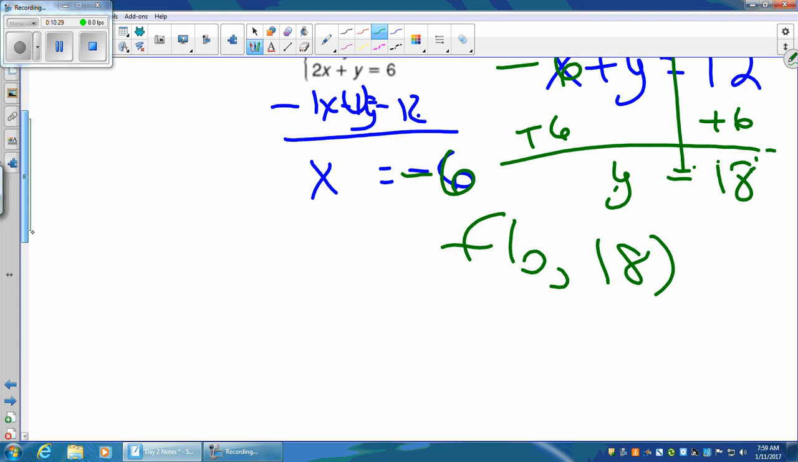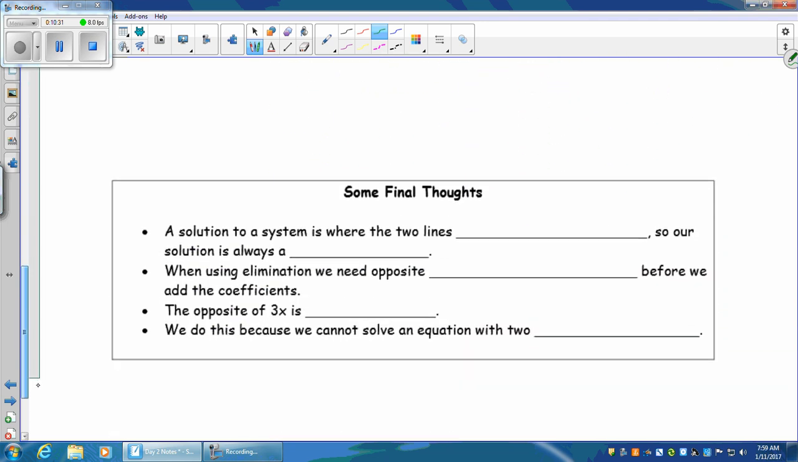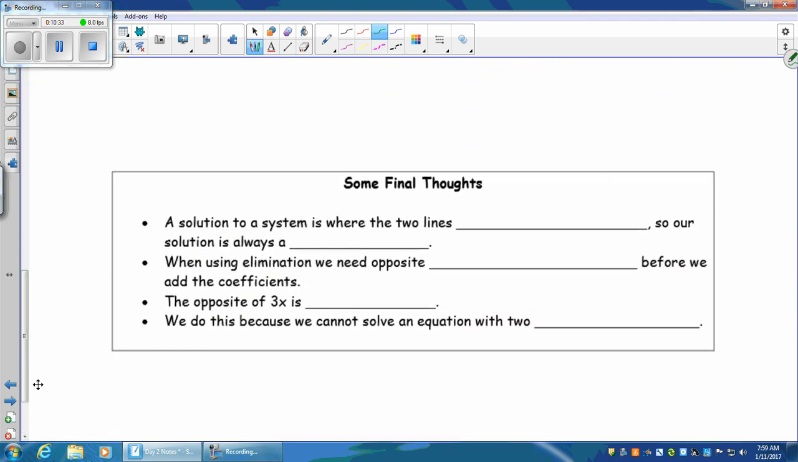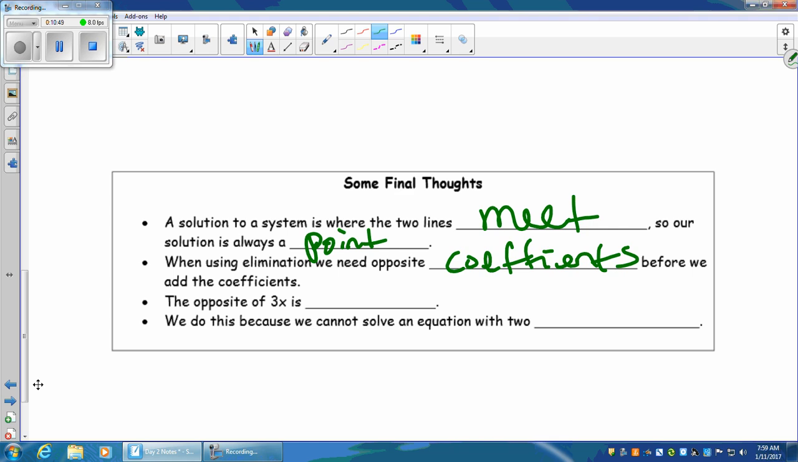And my final thoughts down here. A solution to a system is where the two lines meet. So our solution is always a point or a coordinate. When using elimination, we need opposite coefficients before we add the coefficients. What I mean by that is the opposite of 3x is negative 3x. And we do this because we cannot solve an equation with two variables.